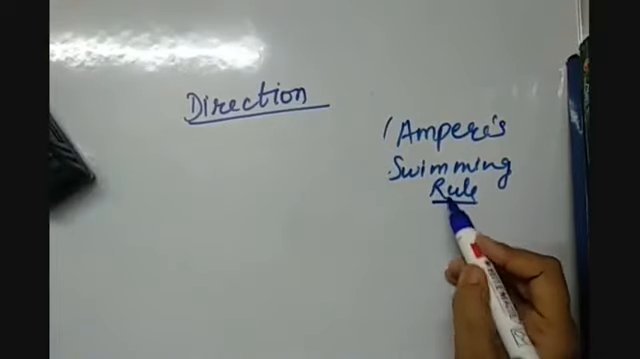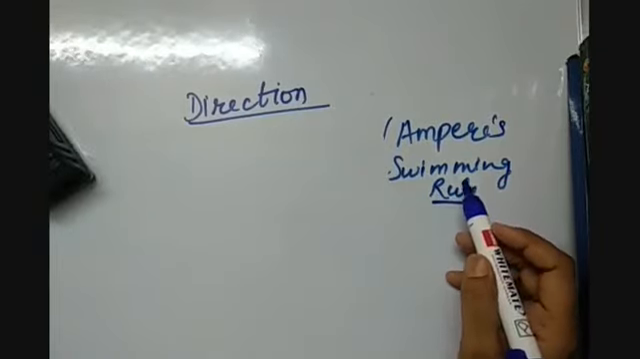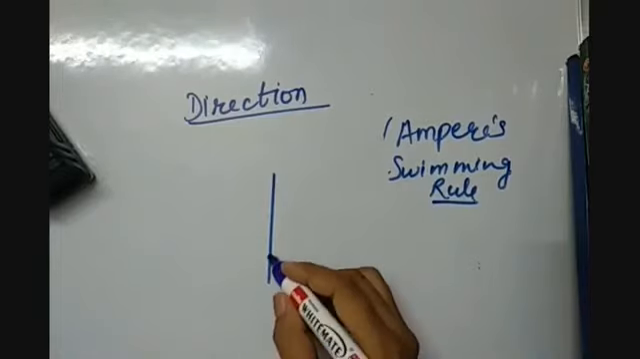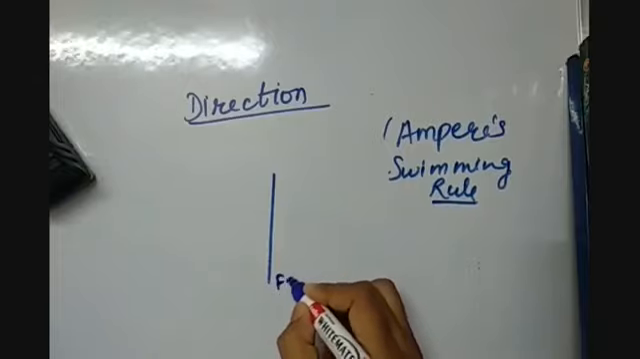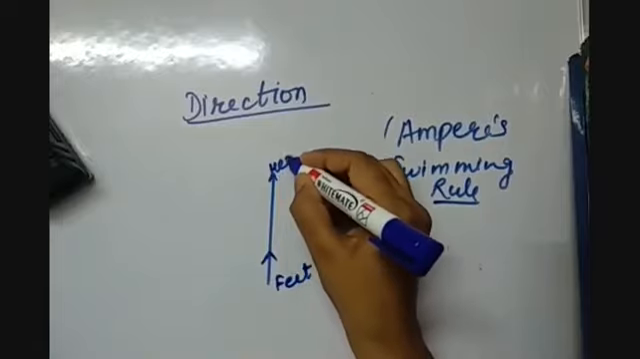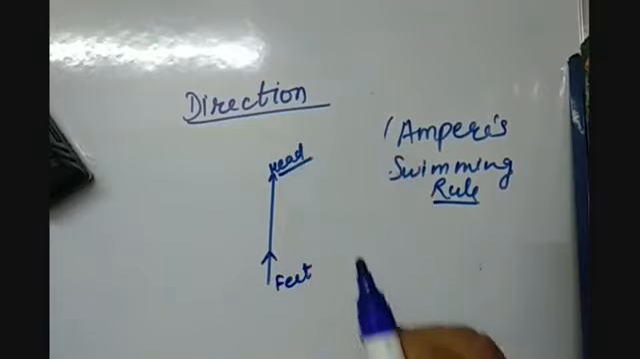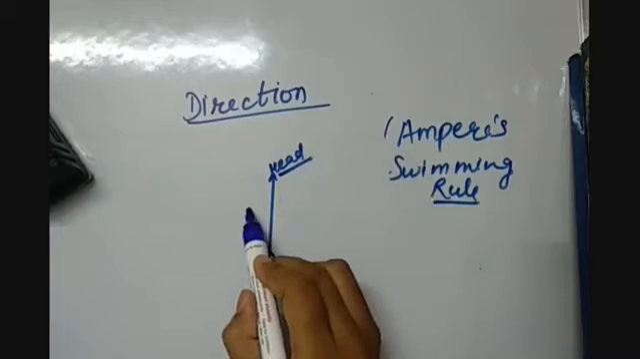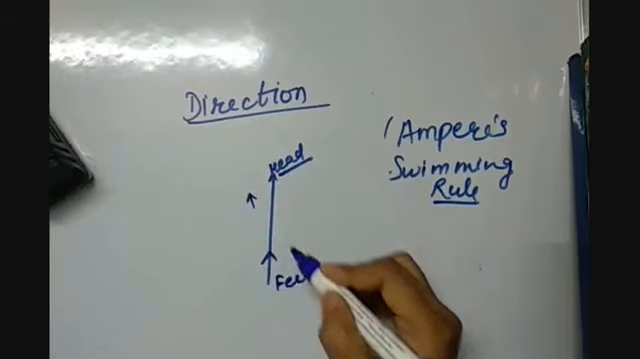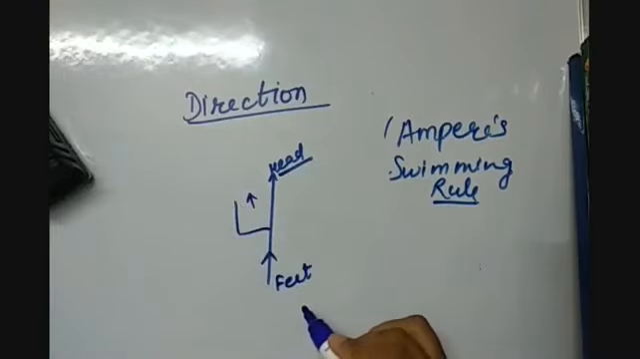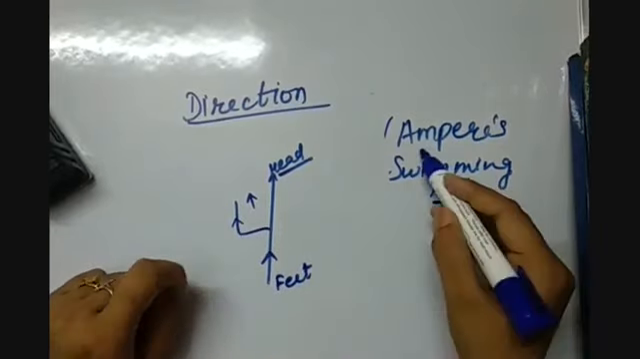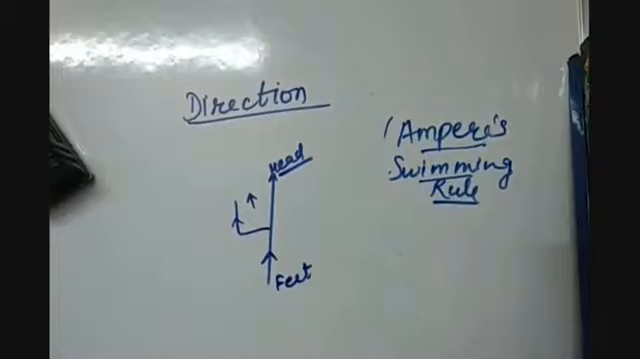Now why is it called Ampere's swimming rule? Because according to Ampere, when a person is swimming and the current enters in such a way that it enters from his feet and exits from his head, then the magnetic field is towards his left hand. So if a person is swimming in such a way, then his left hand will be this way. So his left hand will give the direction of the magnetic field. That is why this rule is also called Ampere's swimming rule.